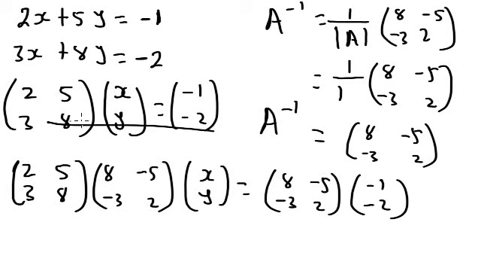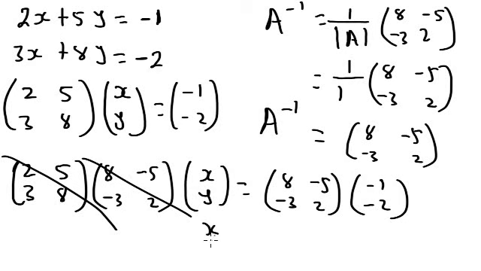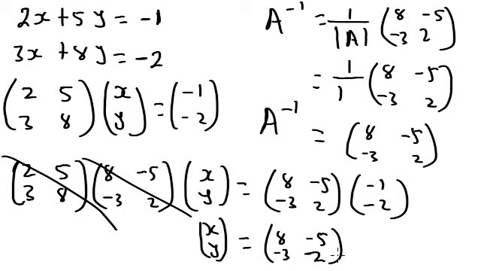So we multiply it by both sides of this equation. You notice that this cancels out, or they will produce an identity matrix. And left over is just [x, y] equals 8, -5, -3, and 2. This is 2, not -2. Then multiply by -1, -2.